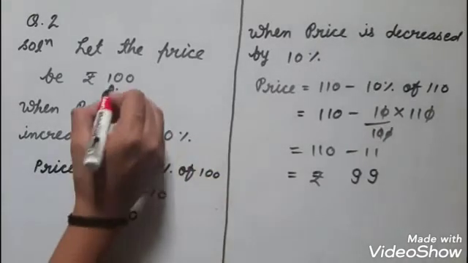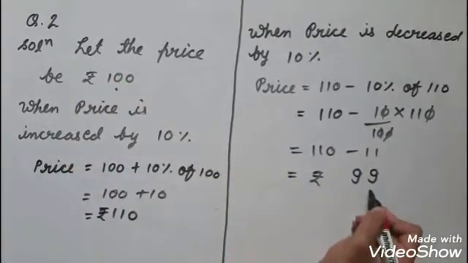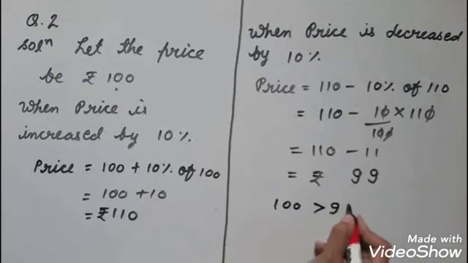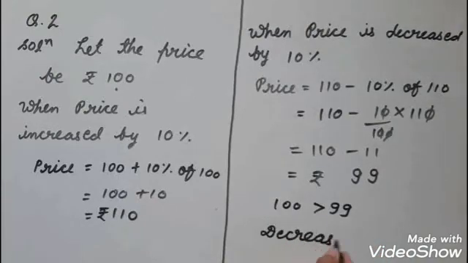Again this is the new price and we assume the old price as 100. So the old price is 100 and the new price is 99. So 100 is greater than 99. So there is a decrease, the amount is decreased by 1%.